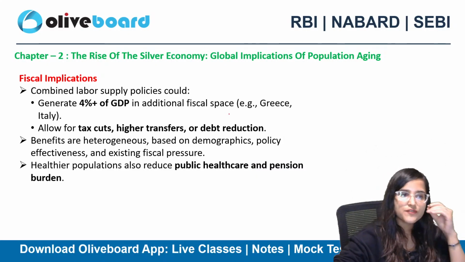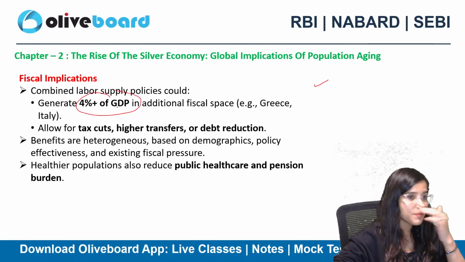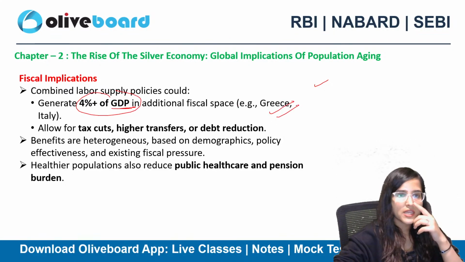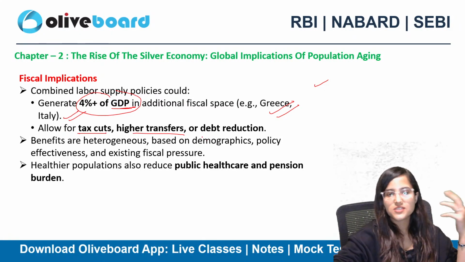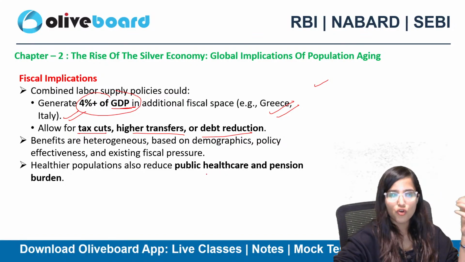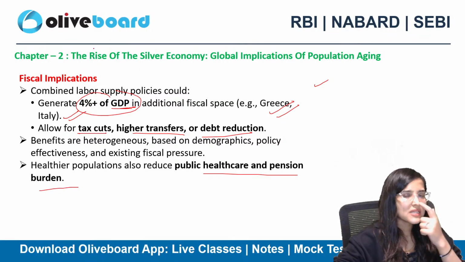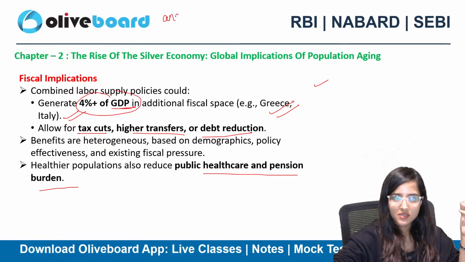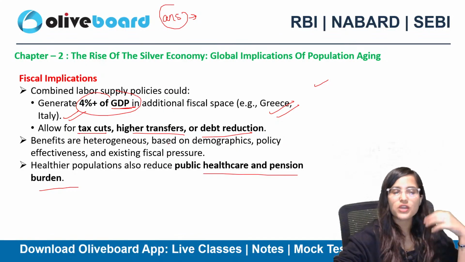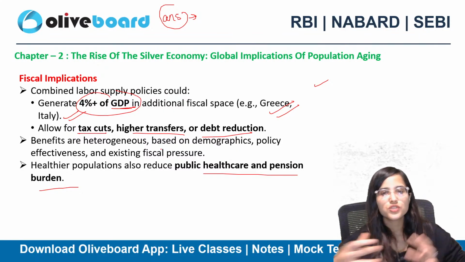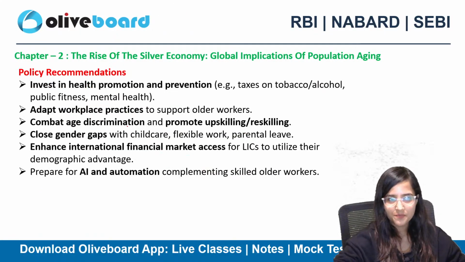Okay, and if we see the fiscal implications, that it is going to generate 4% plus of GDP, especially in like Greece, Italy. Allow for tax cuts, higher transfers, debt reduction. That is going to help out. Focus on public health care and pension burden. Okay, so why these things are important? Because whenever you write descriptive answers, these points can be utilized by you. See, you can quote that according to IMF, if you do this, then you can add more to the GDP, right? Such kind of questions can be asked.